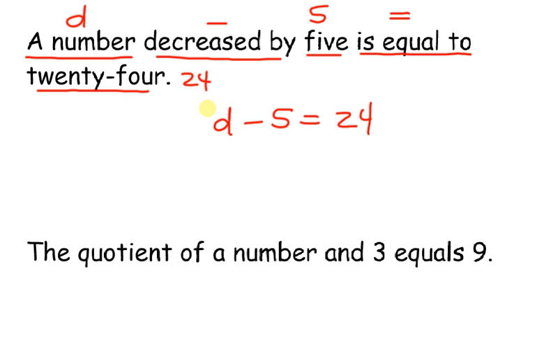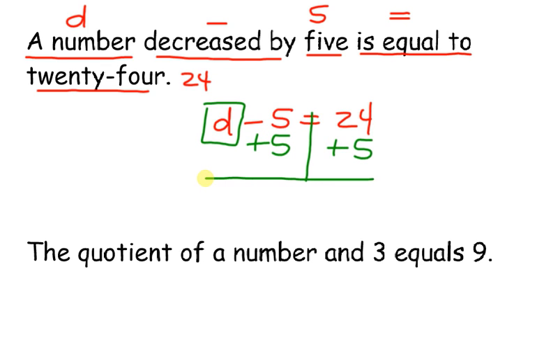Okay, let's go ahead and solve. So I'm going to box the variable, and the opposite of minus 5 is plus 5. Whatever I do to the left, I do to the right, so plus 5. These cancel out, and I'm left with d equals, and 24 plus 5 is 29.